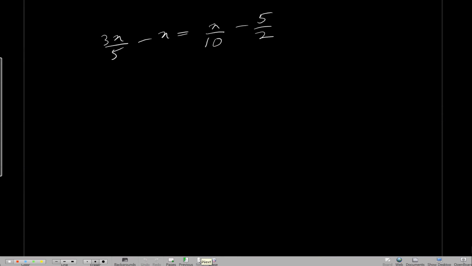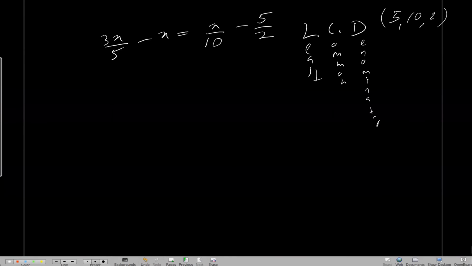In this case, what you need to do, you have to take the LCD. That means least common denominator. Sometimes we call it least common factor. Now the LCD of these three numbers 5, 10 and 2. So least common denominator means we are looking for a number that is a multiple of all three numbers, all of these numbers.